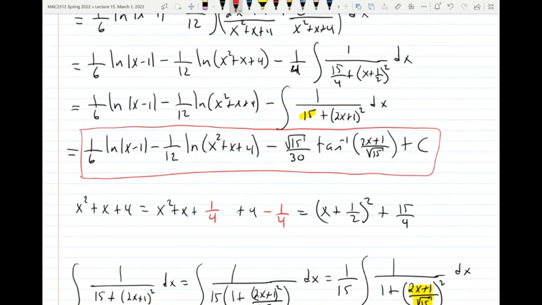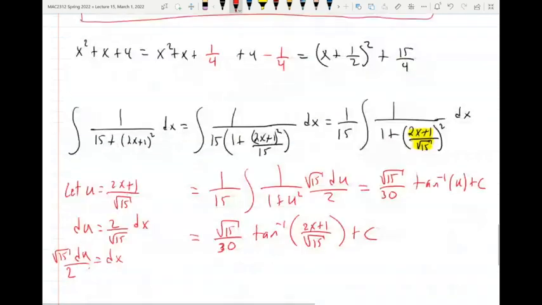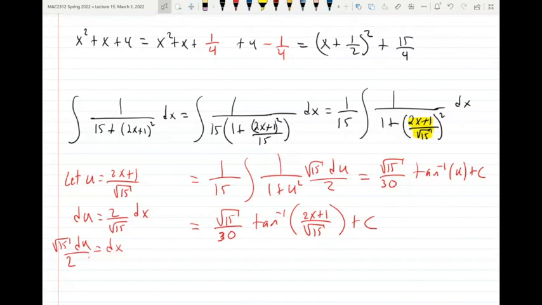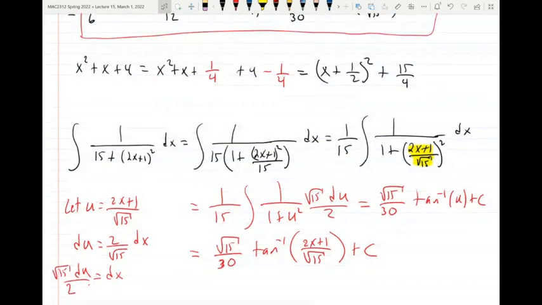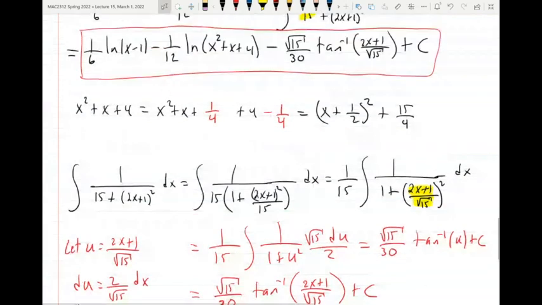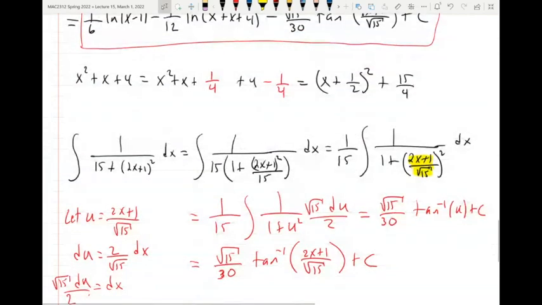Okay, questions? This is basically an exercise like the ones that we did at the beginning of the semester. You need to complete the square and then, you know, add time. All right, questions?